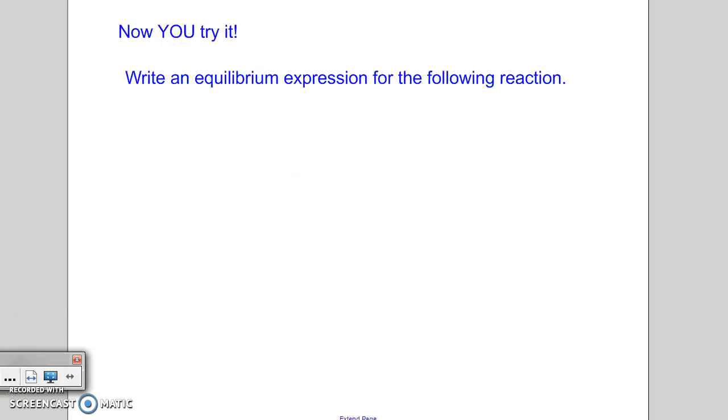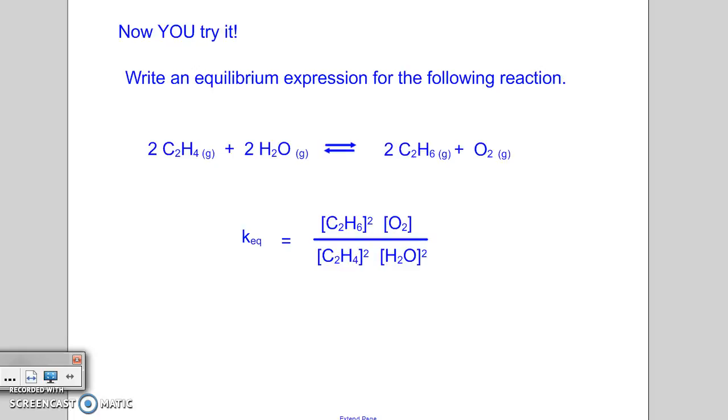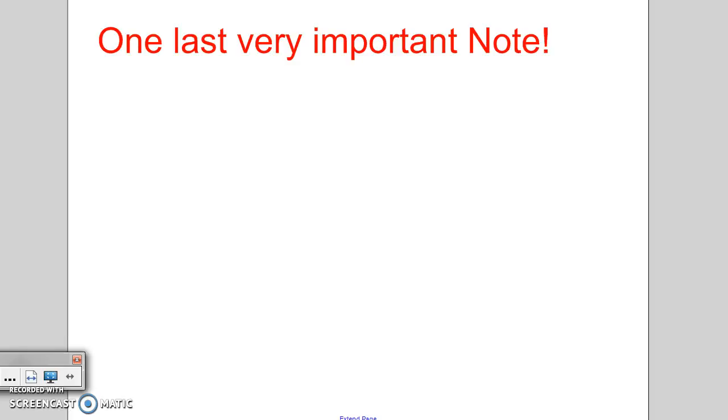So now you try it. Write an expression for the following reaction. Here's the reaction, and I'm going to reveal the answer in just a second. So if you want to try it yourself, now is when you should pause the video. Alright, so this is what we should be getting, which you can look at in a little more detail later.